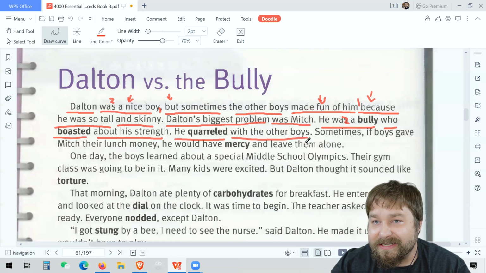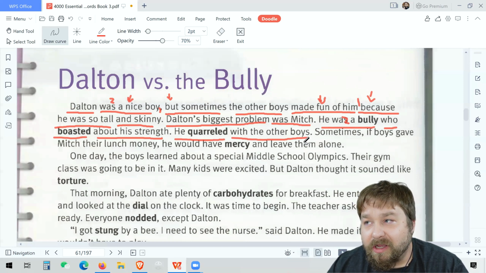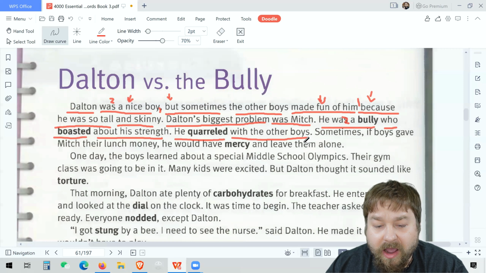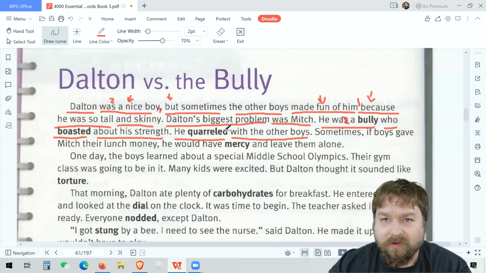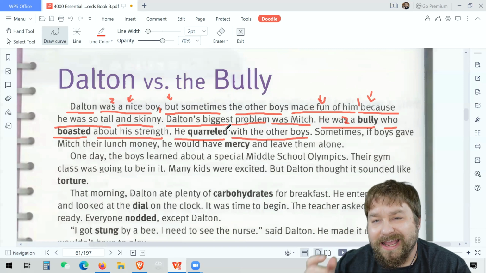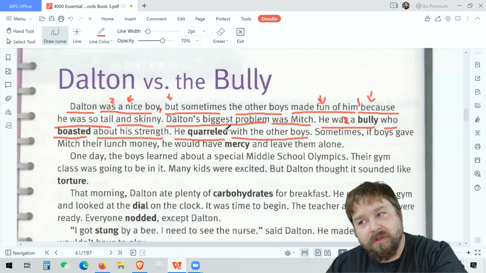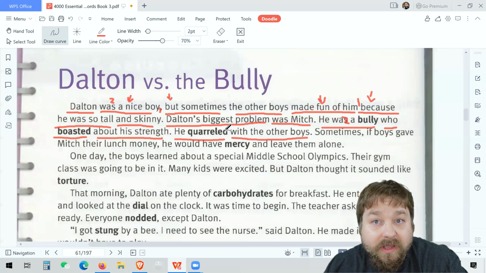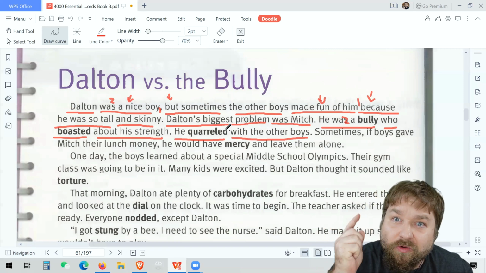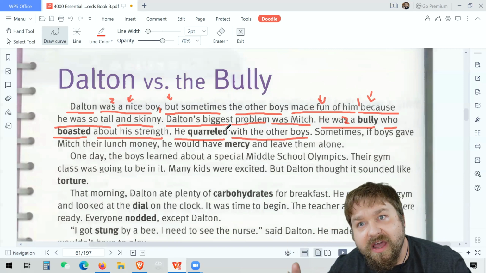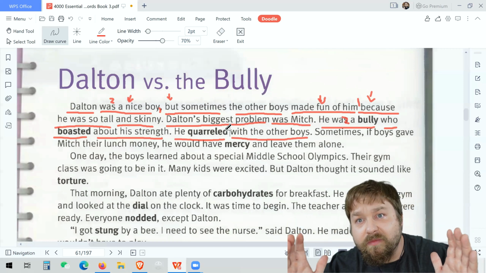Remember, we break sentences based on the question they answer. Who? He quarreled, right? How? With the other boys. So he quarreled. He quarreled. We're going to put emphasis on that. We don't want to say he quarreled flatly. That makes it sound like it's not important. He quarreled. Ha! Can you believe it? He quarreled. How? With the other boys. He quarreled with the other boys.